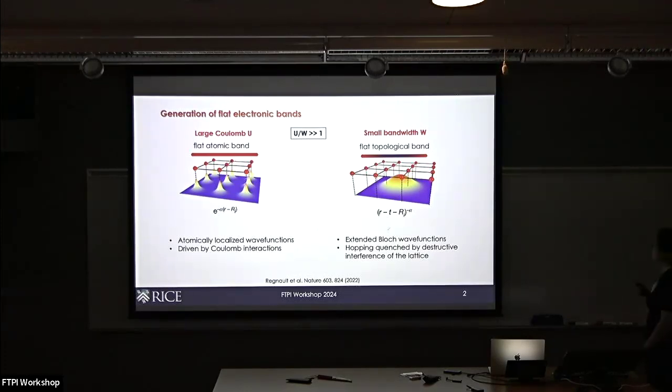In recent years, there's been a boom of activity on this side of the world, where one can realize a situation where the Bloch wave functions are not on atomic sites and they're extended. There is overlap, but here the hopping is really quenched by destructive interference due to the geometric frustration of the lattice. As you can see, these two types of flat bands are fundamentally distinct objects, even though they both give you flat electronic bands.